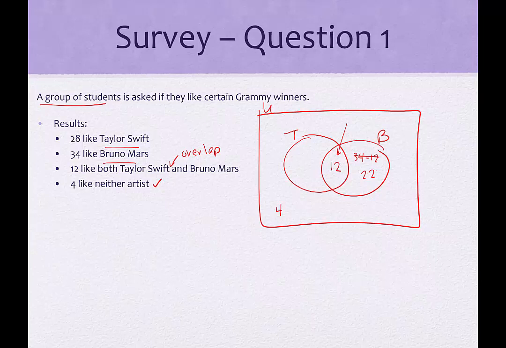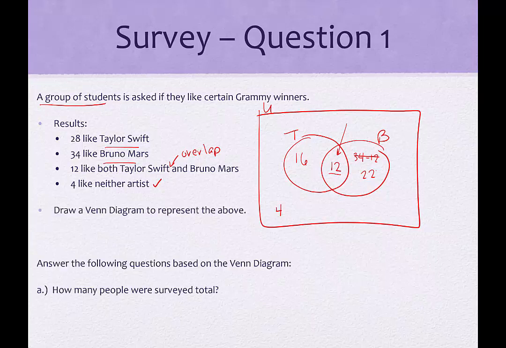So now if we look in set B, there are 34 people within set B. And then we have to do the same thing with Taylor Swift. 28 people said they liked Taylor Swift. We already have 12 of them right here. So that means that there are 16 who like Taylor but didn't like Bruno. And there's all sorts of questions that we can ask regarding this survey.